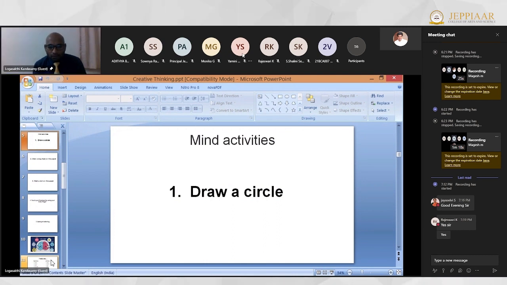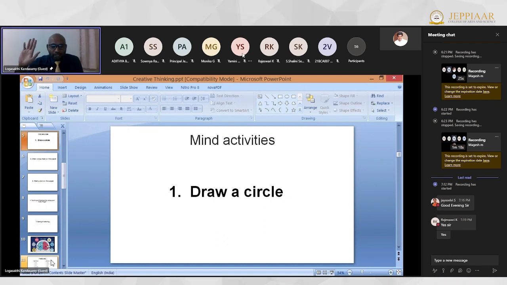Now you were drawing a circle, no? Whether you started from right to left or left to right. If you started left to right, mention L. If you started right to left, mention R.